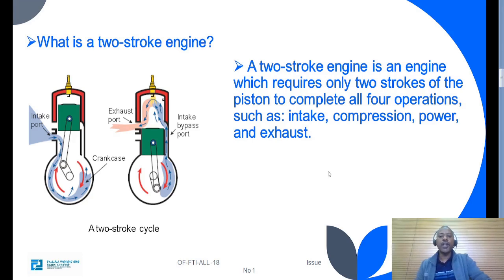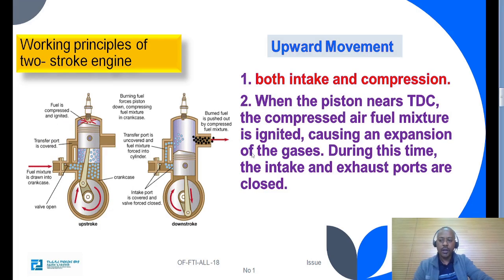What is a two-stroke engine? A two-stroke engine is an engine which requires only two strokes of the piston to complete all four operations, such as intake, compression, power, and exhaust. The working principle of two-stroke engine.